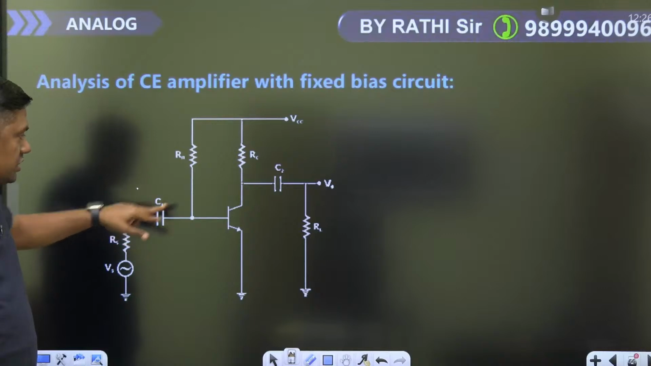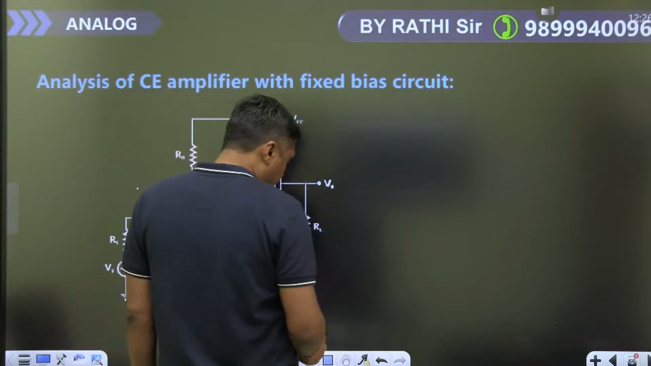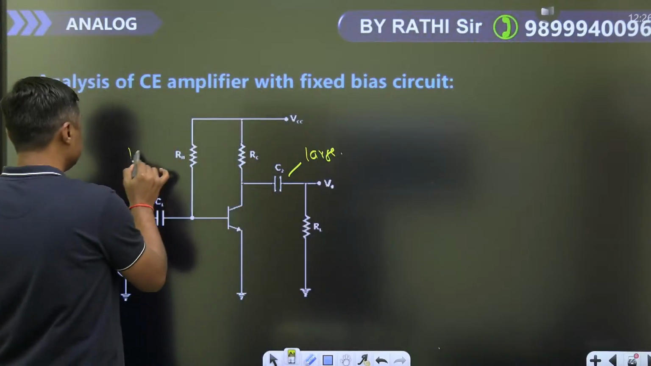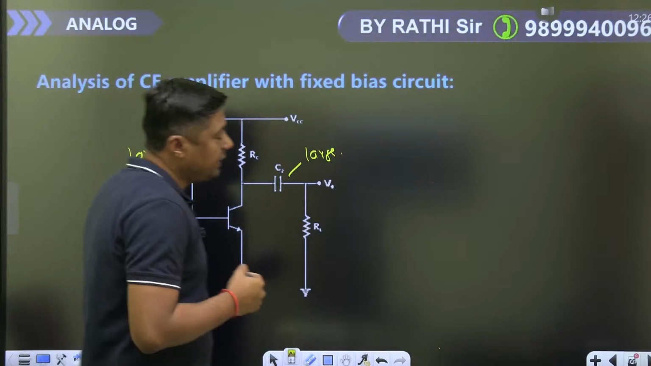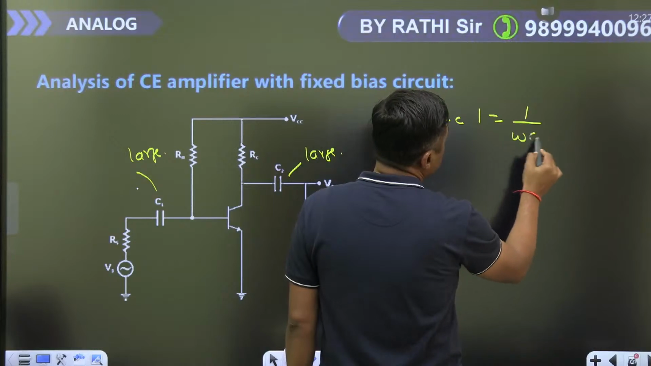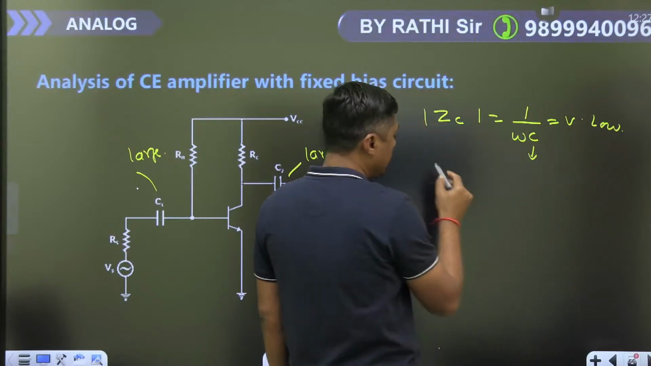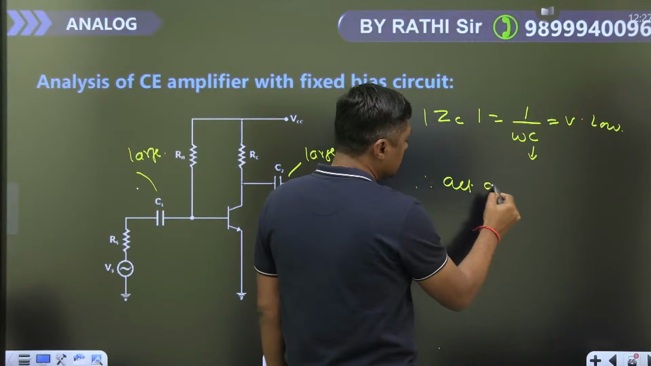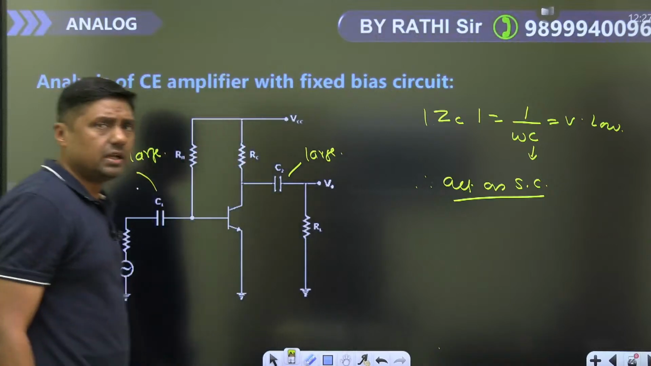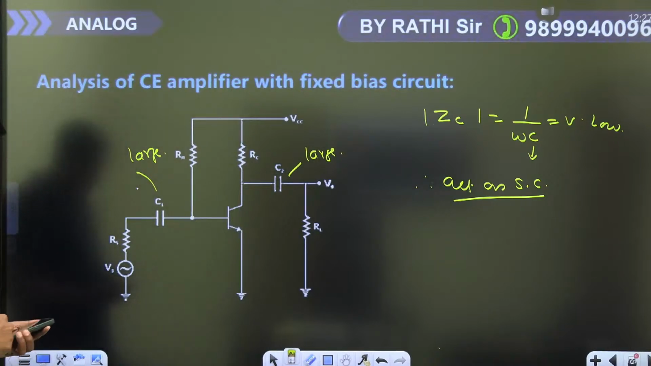First, these two capacitors are called coupling capacitors. Normally the value of these coupling capacitors is very large. Then what is the impedance? 1 by omega C. So when the value of C is very large, the impedance is very low, very small, and that's why it acts as a short circuit. Capacitor acts as short circuit during AC analysis. तो during AC analysis आपका कैपेसिटर शॉर्ट हो जाएगा, राइट? तो देखते हैं ये फिक्स्ड बायस सर्किट में अब कनेक्शन कैसे करना है.